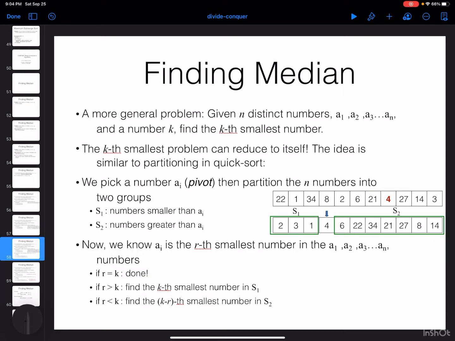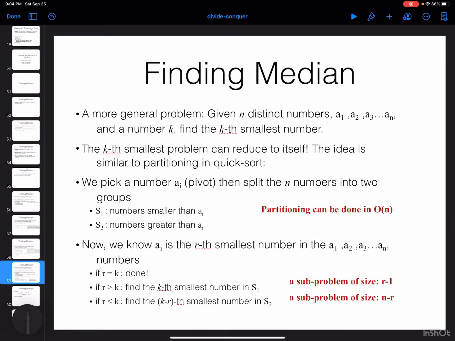So as you can see, there are actually these 3 cases. If the value of r is equal to k, we are done. You can return the item that you found, the pivot value. If the rank of the pivot is greater than k, you are still looking for the kth smallest item on the left side of the array. If the value of k is greater than r, you are looking for the k minus rth item on the right side of the array, the part of the array after the pivot.